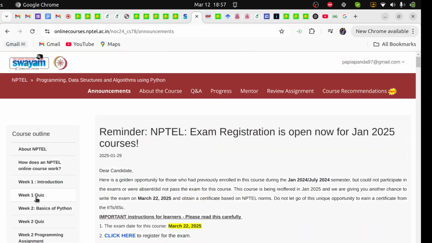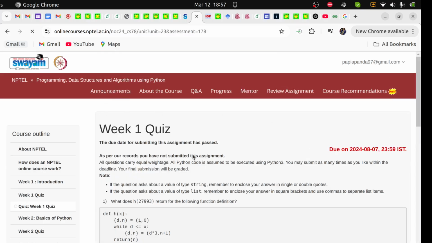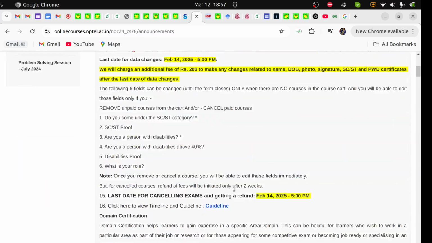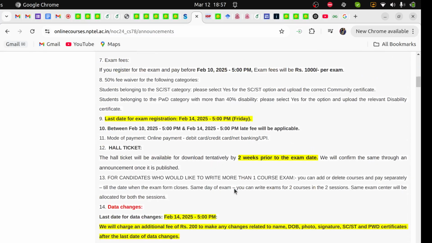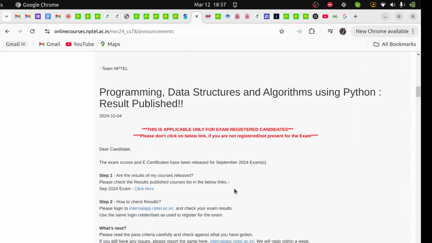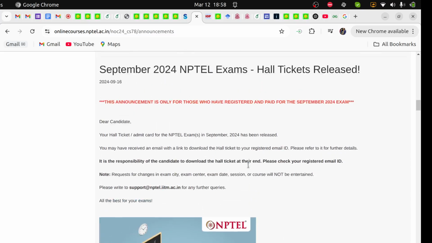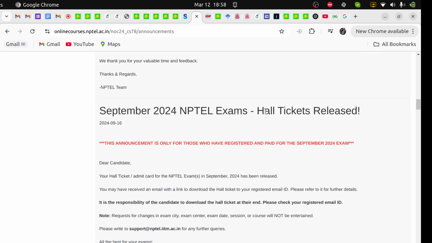Just a minute, let me see. This is last year or this year. This is 24. So then you can see the announcement. In that announcement, you can see when the last year admit card was there. It will come, no problem. Result published. Because it's mentioned as 2 weeks prior to the exam date, but it's just 1 week. See, hall ticket released. If the September 2024 exam is there, this answer is for the registration paid for the September exam.